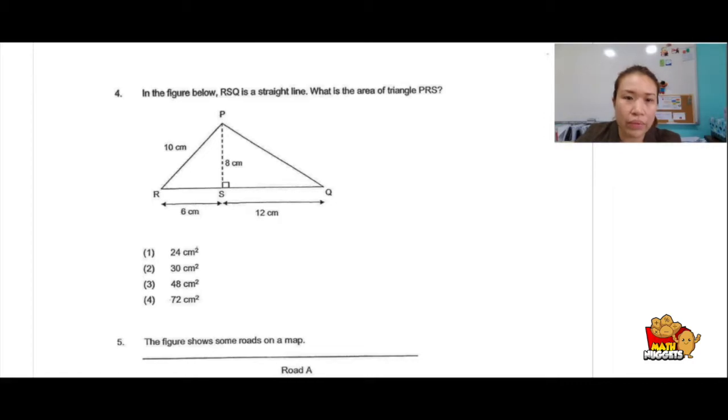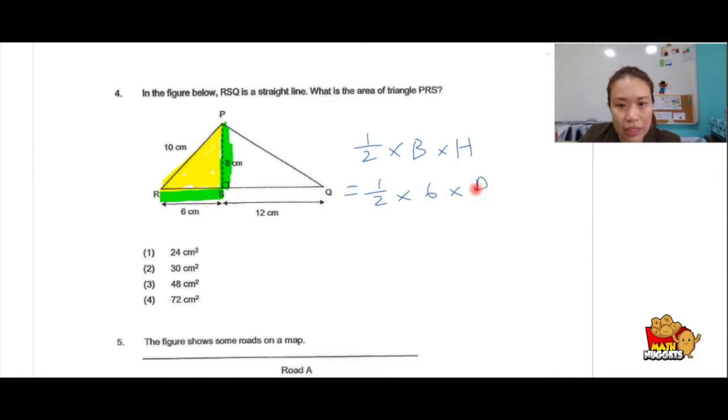Question 4. What is the area of triangle PRS? PRS. So please take note, this is the area that they want you to find. Only triangle PRS. So that's half times base times height. Base would be here, height would be here, PS. So half times base times height. Base is 6, height is 8. Okay, that's ugly. So I'd like to do cross cancellation. So now this is 24. The answer is 1.